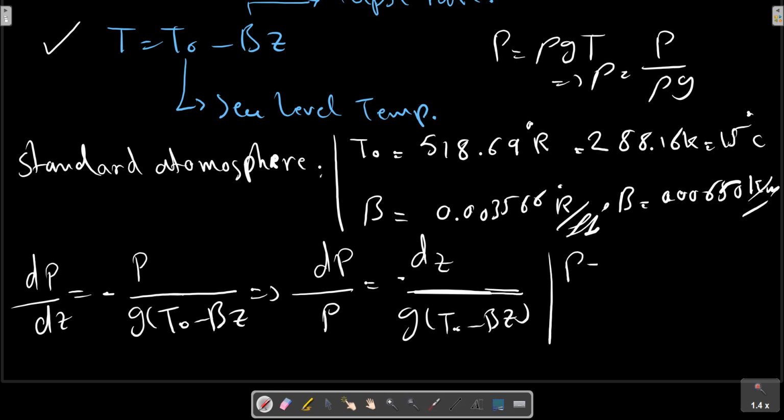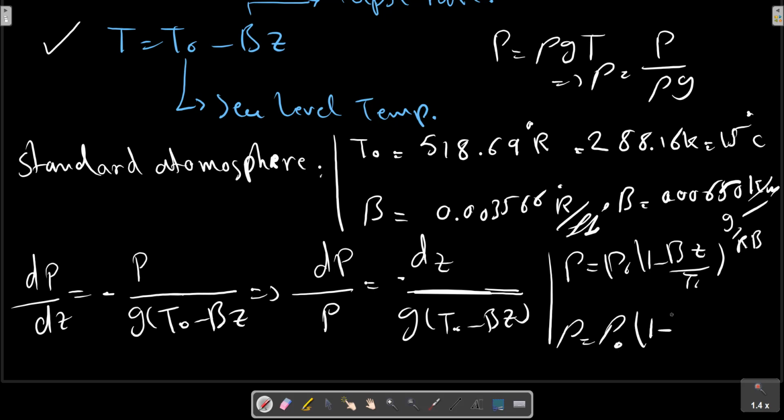We can obtain P equals P0 times (1 minus beta z over T0) to the power g over R beta, and for the density we can write rho equals rho0 times (1 minus beta z over T0) to the power g over R beta minus 1.